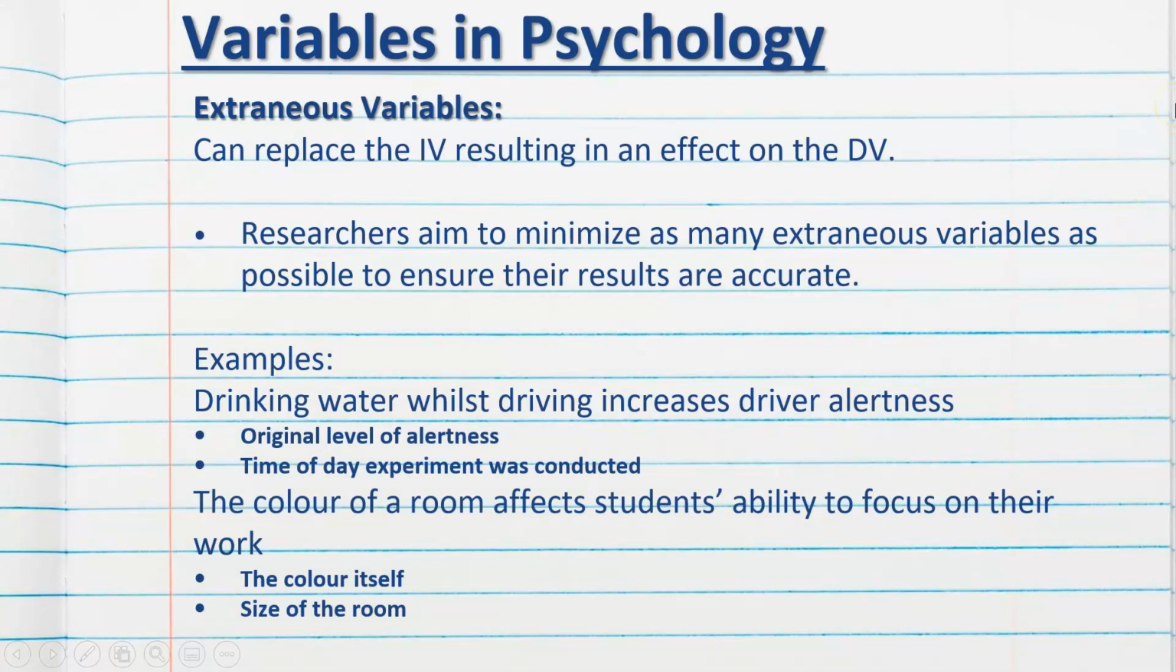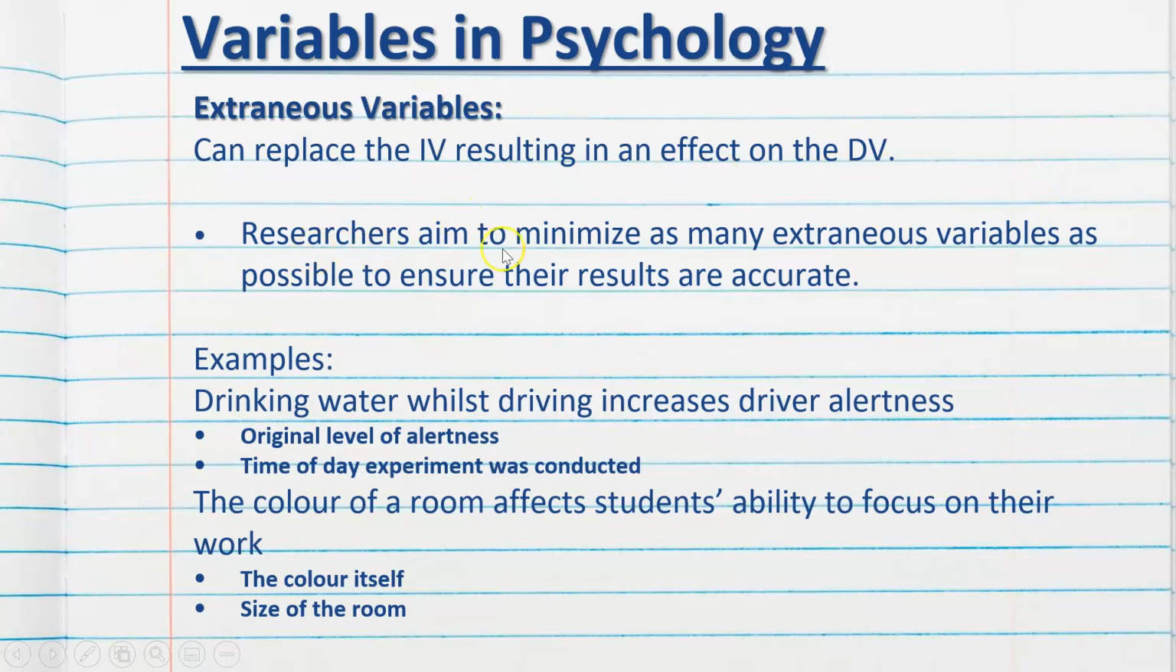Okay, now in psychology we have variables called extraneous variables. As the term suggests, as you can see here, Year 11s, it's got the word extra in it. Now, we don't want these. We want to limit these as much as possible. Extraneous variables really can have a negative effect on our results. So they can actually replace the independent variable, resulting in an effect, a negative one generally, on the dependent variable.